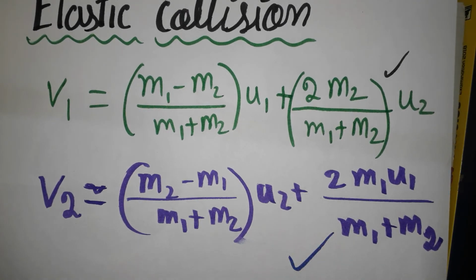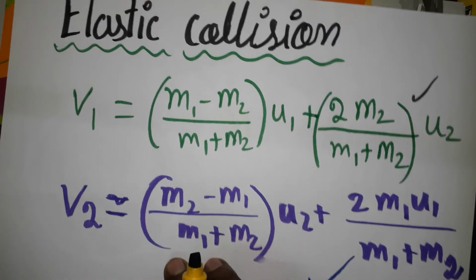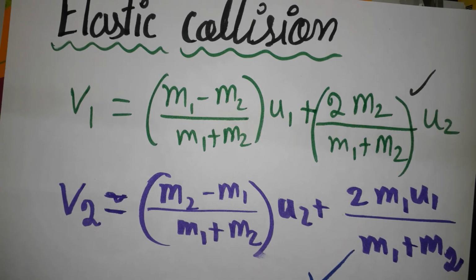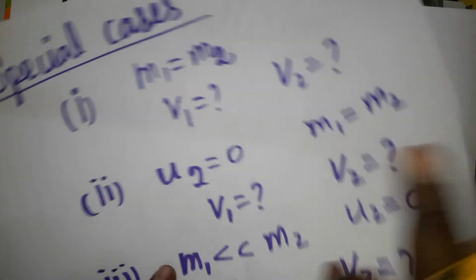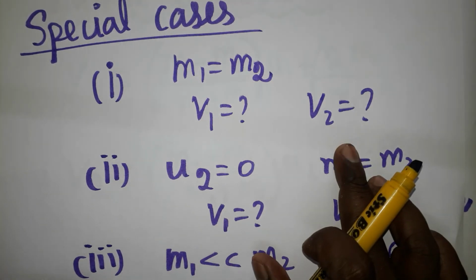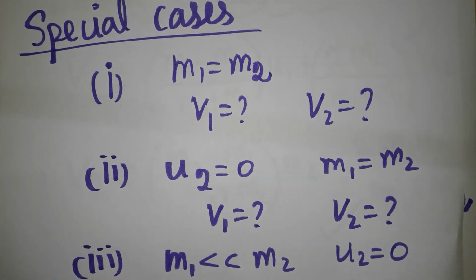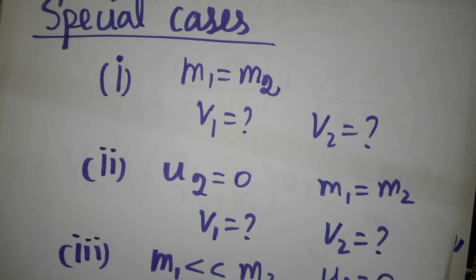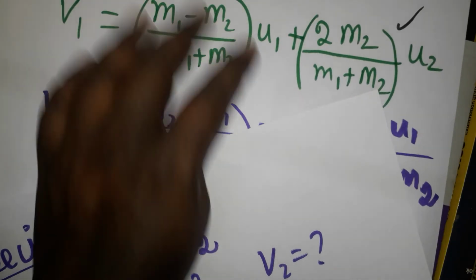There are 3 special cases I am taking. First special case is when both the masses are equal, m1 is equal to m2. Now what are the v1 velocity and v2 velocity? This is what we are going to discuss first.